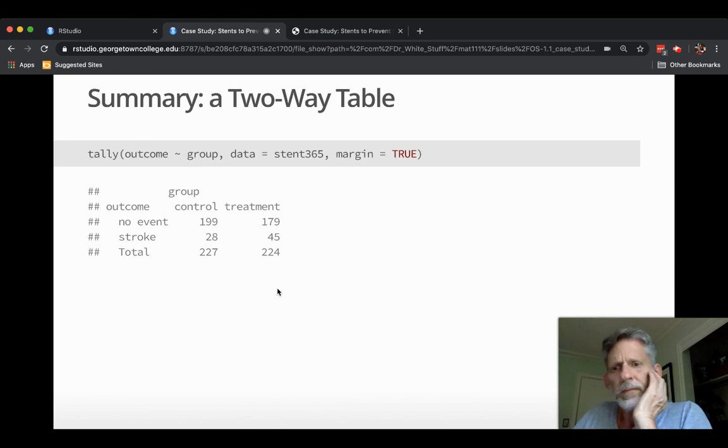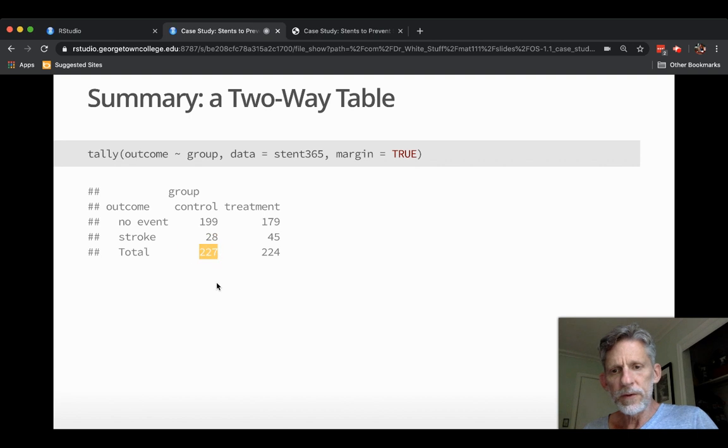So the columns here talk about the two different treatment groups. The control group, where people just didn't have any stents, and the treatment group, where they did. And the bottom of the column, those are the total number of people in each group. We can tell that because of the word total here.